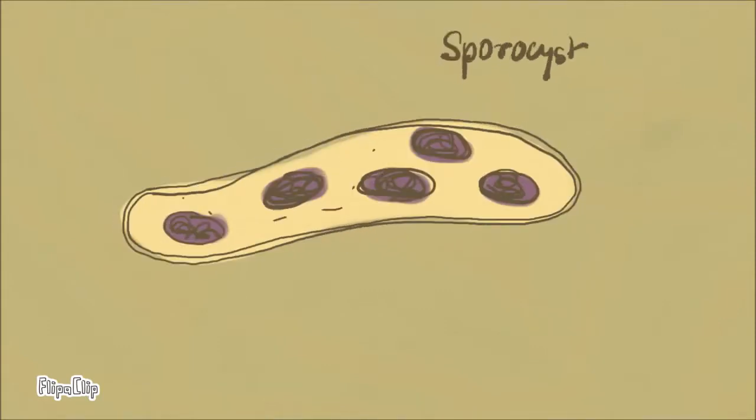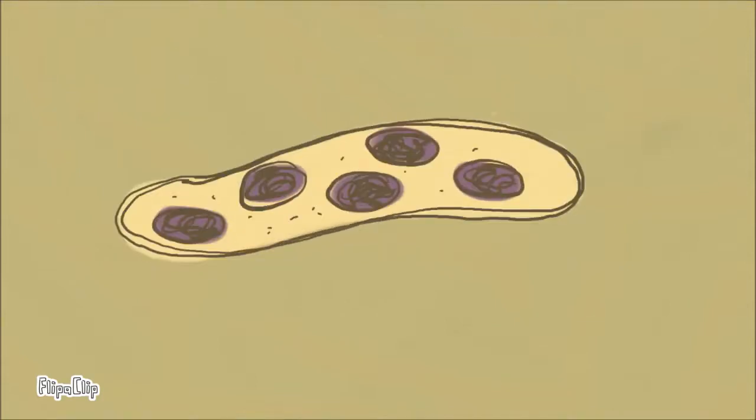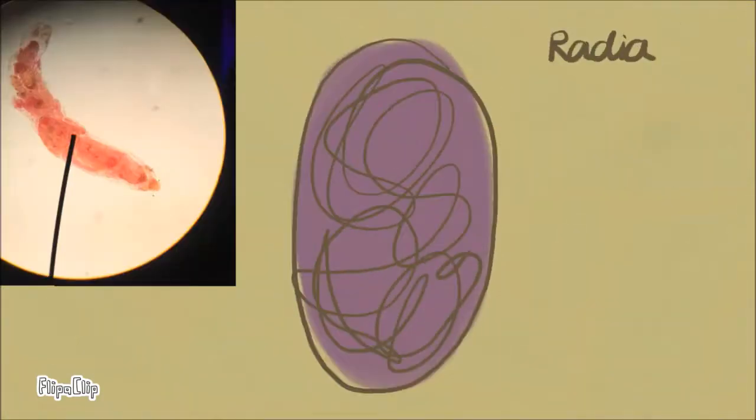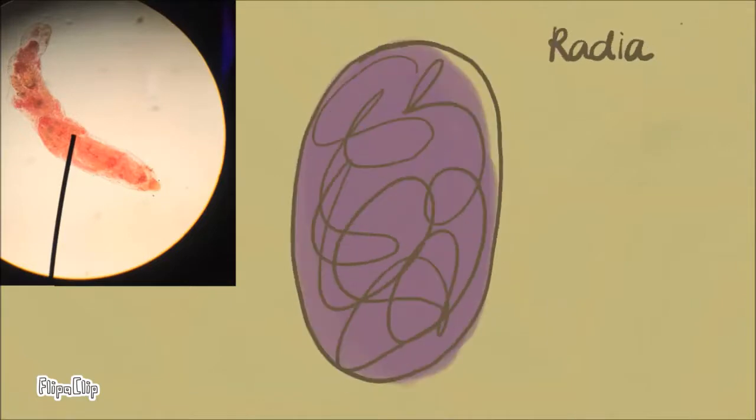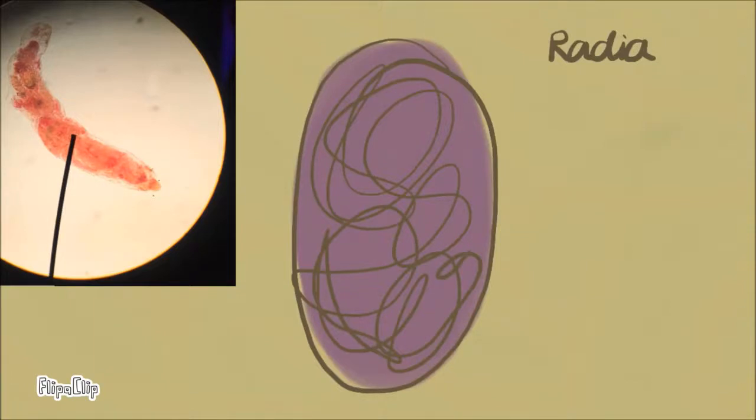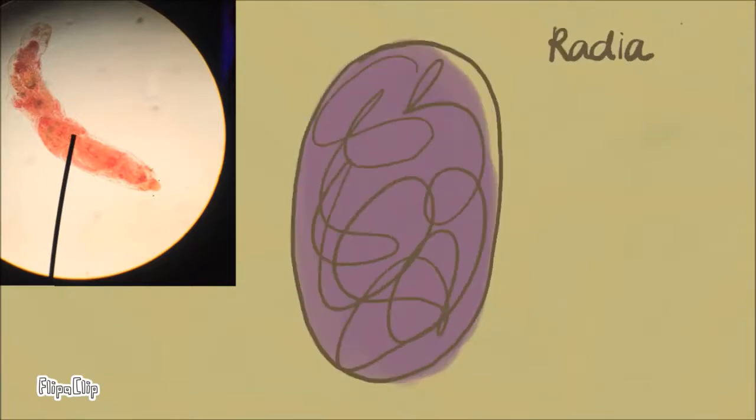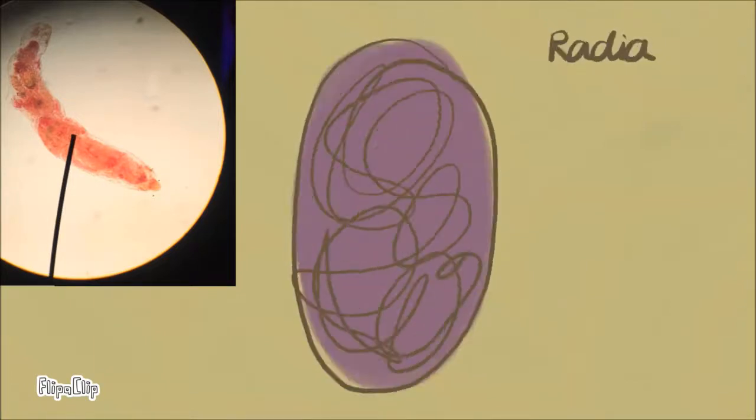As time passes, rediae leave sporocysts and move freely inside the host. At this stage, it has a mouth and gut used for absorbing nutrients. It can also reproduce asexually to form more rediae or cercariae.